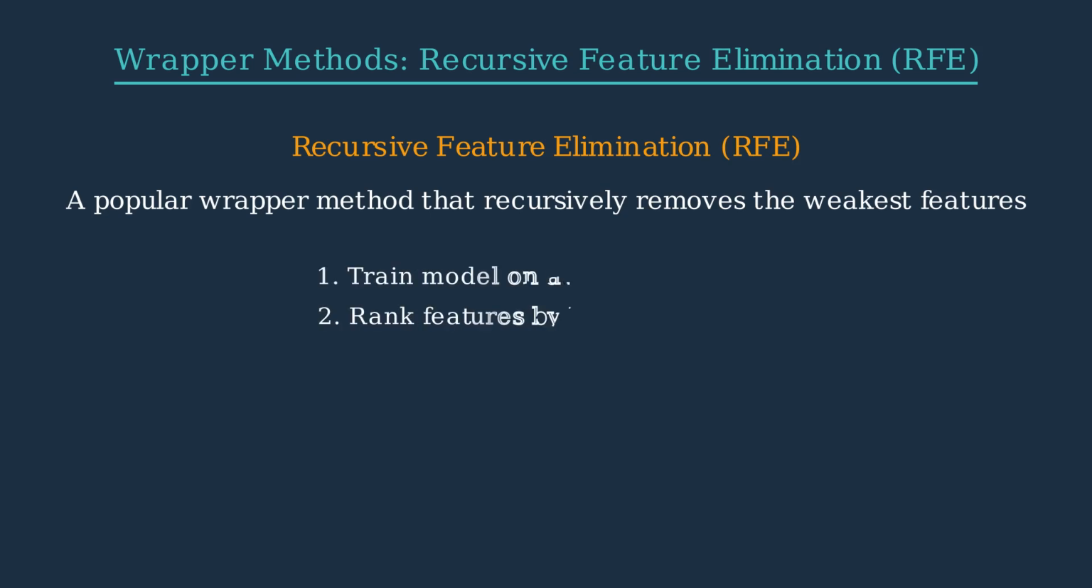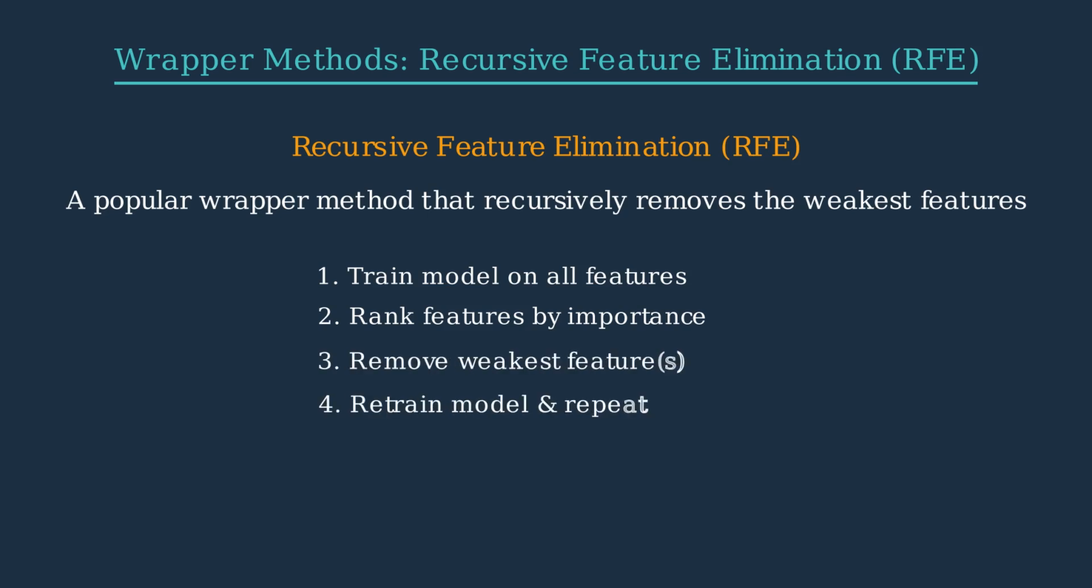The RFE process starts by training a model on all available features. It then ranks these features by their importance. Next, it removes the least important feature or features and retrains the model with the remaining subset. This process repeats iteratively until an optimal number of features remains, typically determined by monitoring model performance.